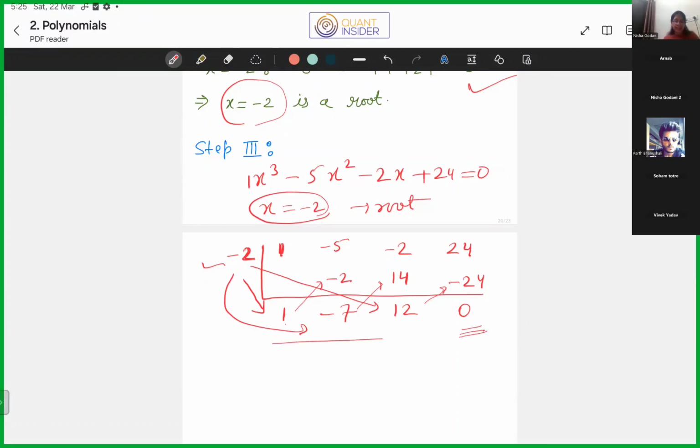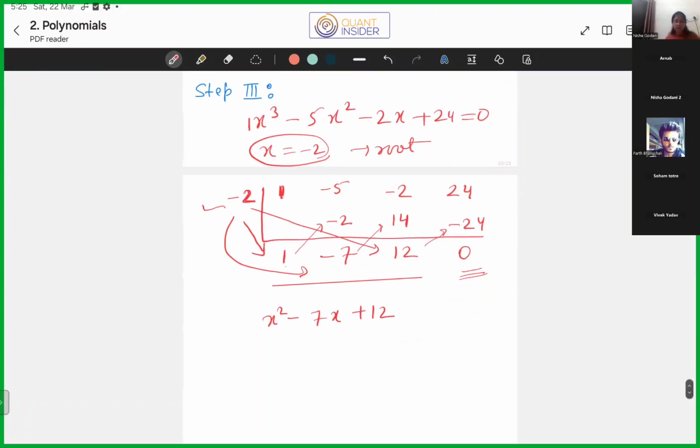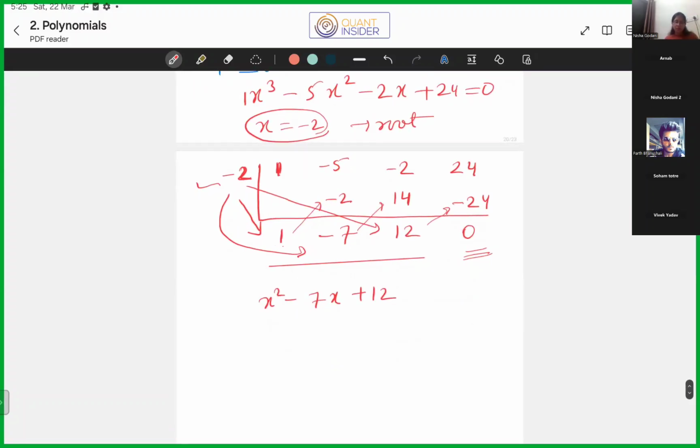Now these three terms will give you the quadratic factor. And what is that factor? That factor is x square minus 7x plus 12. Now you can find its factors very easily by splitting the middle term, or by using the factor theorem. So what can be the factors of this? This is 12, 3 fours are 12, and this is 7, so 7 is 3 plus 4. So you can write it as x square minus 3x minus 4x plus 12.